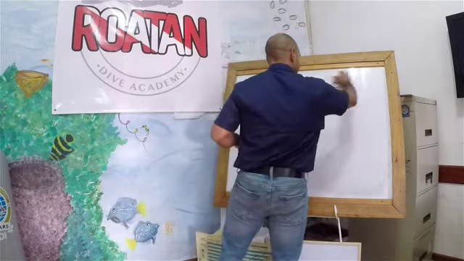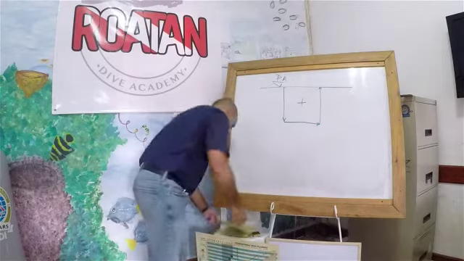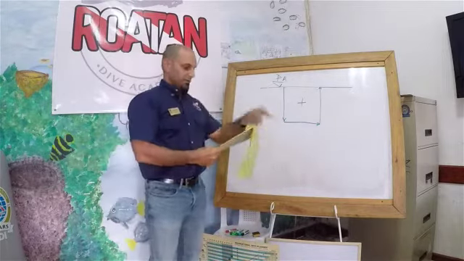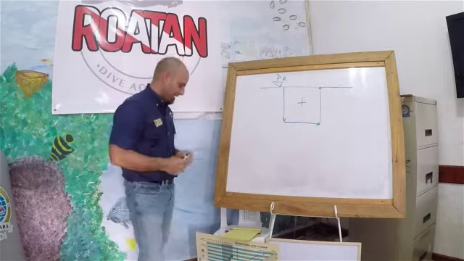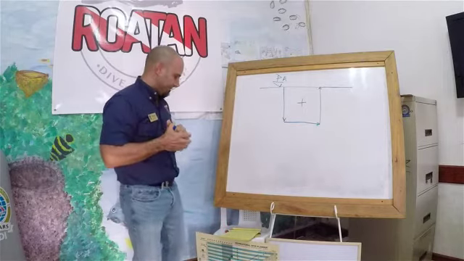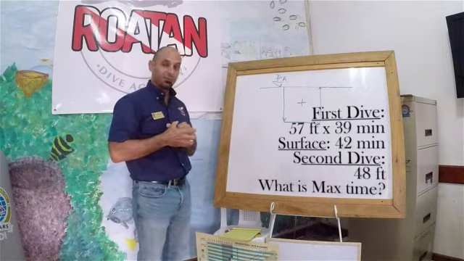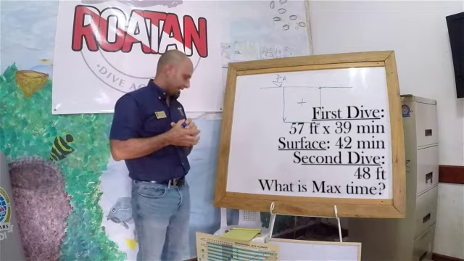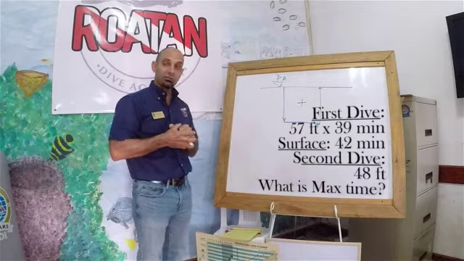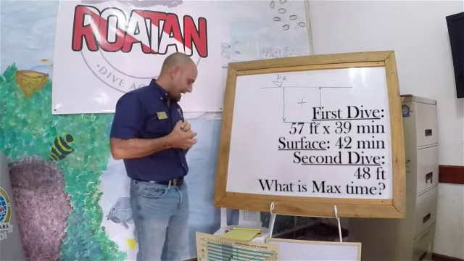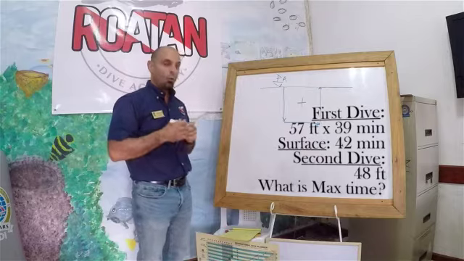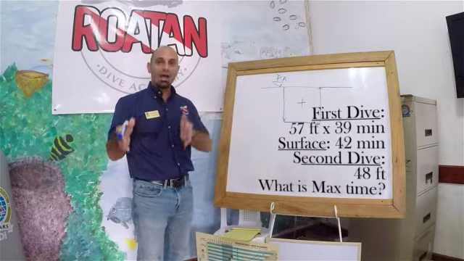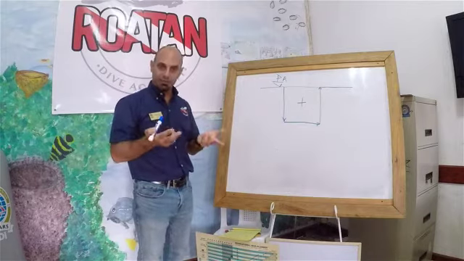So let's say, for example, that we are going to plan for 2 dives now. Okay, so we're going to have the first dive at 57 feet for 39 minutes and a surface interval of 42 minutes, and then I want to do a dive to 48 feet. What would be the maximum time I can dive on the second dive?